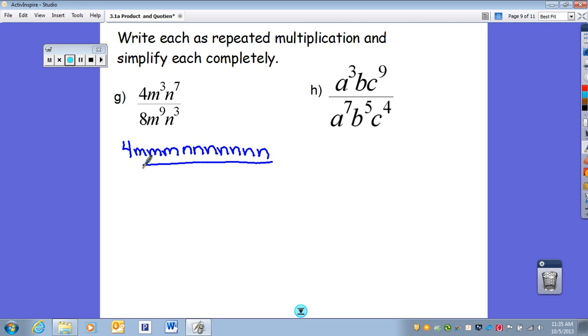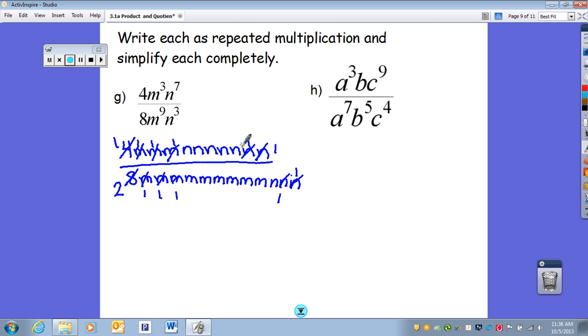In the denominator, I have an 8 with 9 m's. And 3 n's. And now we can simplify. 4 goes into 4 once, and 4 goes into 8 2 times. I have 3 m's in the numerator, which can be simplified with 3 of the m's in the denominator. And then I have 3 n's in the numerator and 3 n's in the denominator that can be simplified.